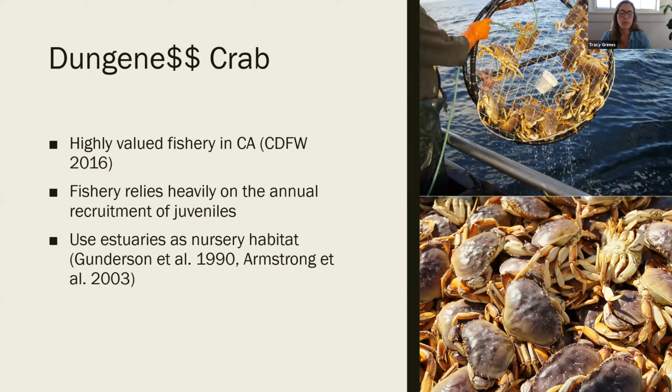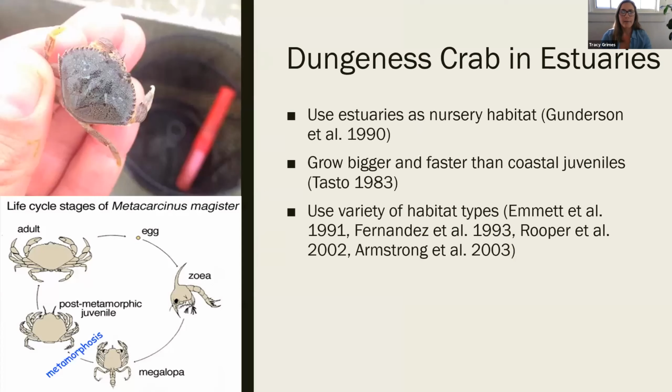So just a little bit more background on that. As Dr. Shanks was saying, Dungeness crab have a complex life history. During their last larval stage, they can migrate into an estuary and settle, and they can stay there until they reach approximately sexual maturity. Oftentimes, at least in Central California, they won't stay in the estuary as an adult.